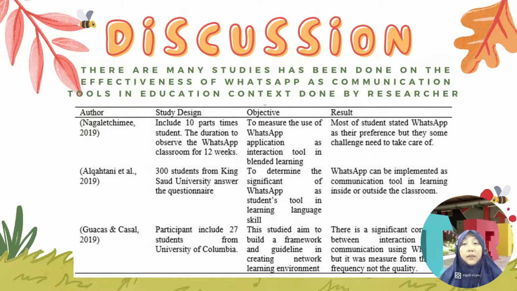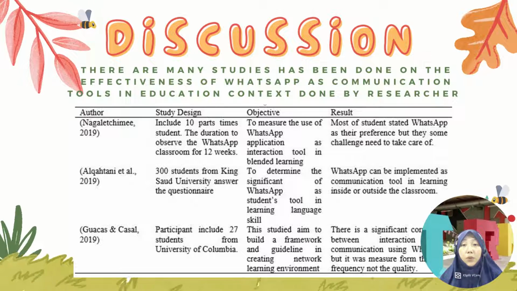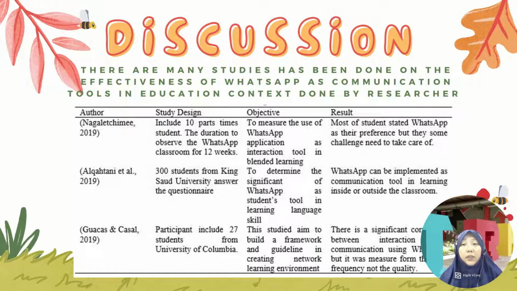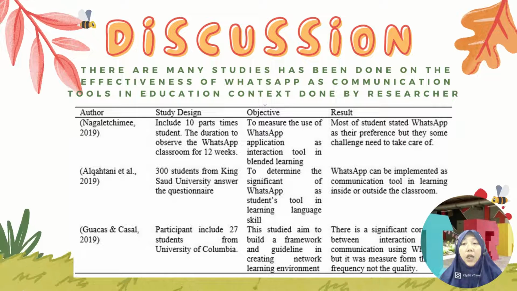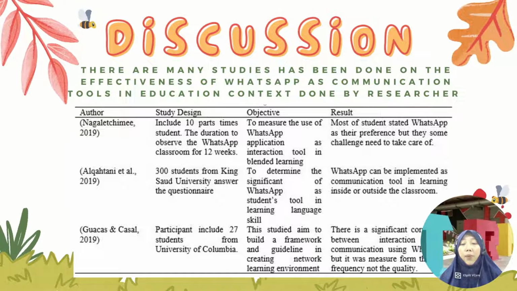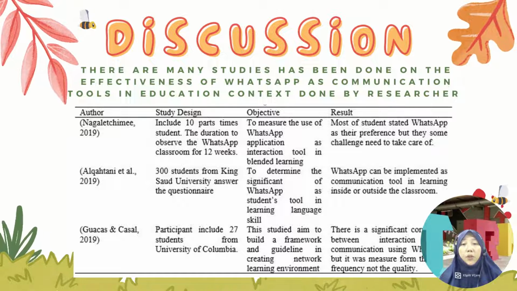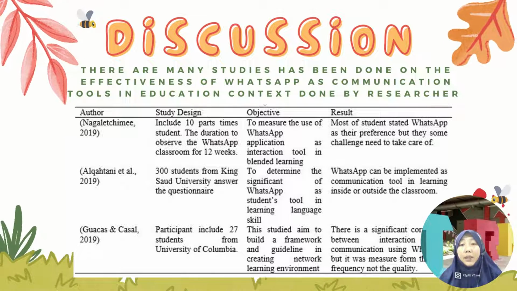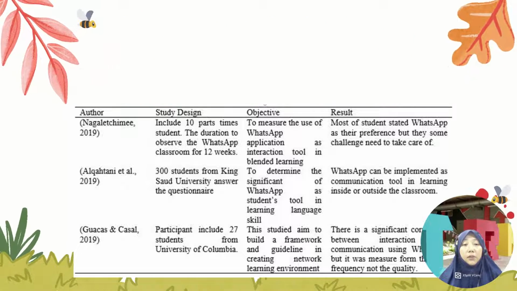Many studies have been done by researchers on the effectiveness of WhatsApp as a communication tool in the education context. Recently, social media has become a platform for people to develop content, share content, and exchange information via a building network. Social media, also known as social network, has become popular among young people and prevalent to meet their necessity of socialization.